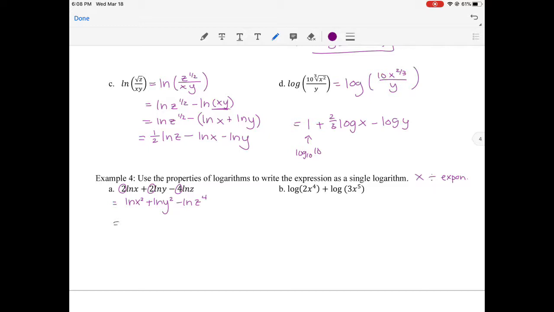And then this will be natural log. The addition will be timesing, so x squared, y squared. The subtraction would be dividing by z to the 4th. I put in parentheses just so we know that's all the natural log of that single number, but we've got it. Okay, you try this next one, and if you've done it correctly, you should get log of 6x to the 9th. See what you come up with.